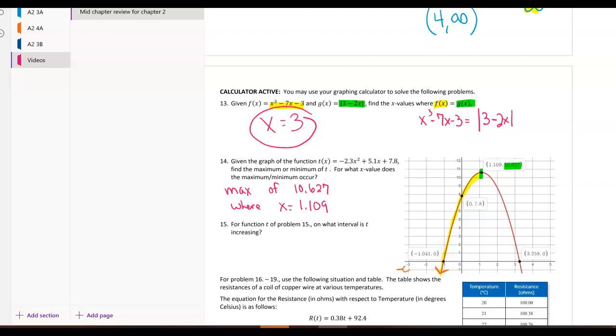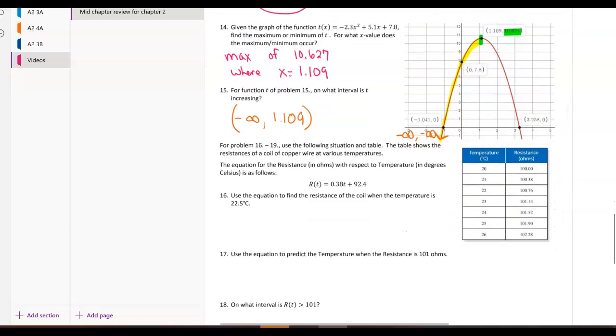So on the left, x is negative infinity, but it's going down, so negative infinity. And we use our x values to describe an interval of increase. So it's increasing from negative infinity to this 1.109. And a reminder, increase and decrease always has parentheses.